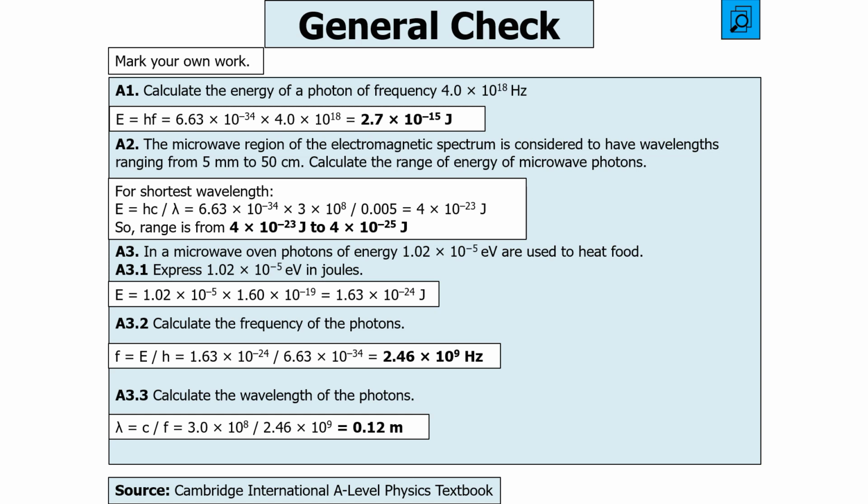That can work for photons as well. So lambda equals c over f, pop the values in and we get 0.12 meters.